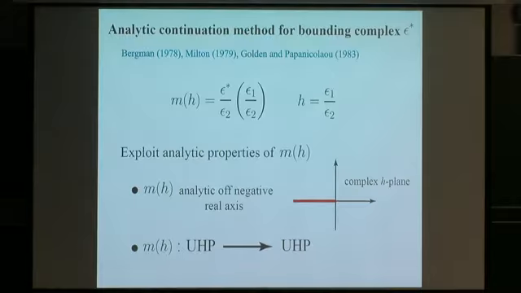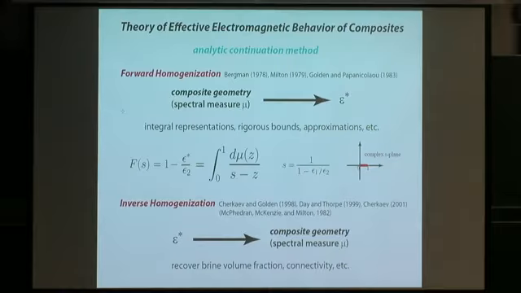And that's enough to give it these very beautiful ways of representing such a function in terms of very powerful integral representation, Stieltjes integral representations. So again, this analytic continuation method, first the forward homogenization problem, basically where you have information about the composite geometry that is incorporated into these formulas through what's called a spectral measure that I'm going to talk a fair bit about. And then that gives information about the complex permittivity.